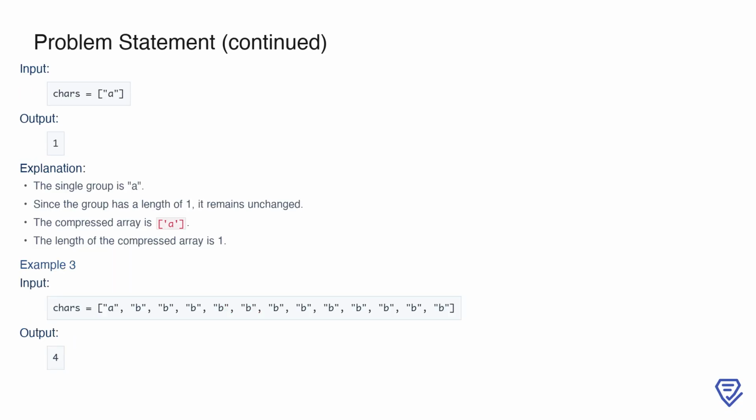As another example, consider the input array, A. Here, there's only one group consisting of a single character, A. Since the group's length is 1, we leave it unchanged. The array remains A, and the length of the compressed array is simply 1. Now, take a larger example of A followed by twelve B's. The two groups are A and twelve B's. The group A has a length of 1, so it remains as A. The group of 12 Bs compresses to B12. Writing this back into the array results in A, B, 1, 2, with a compressed length of 4.